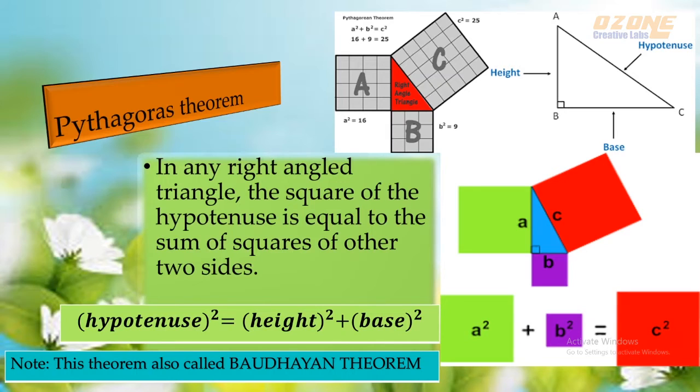Once again I'll give you some more explanation. Here in this graph sheet, three squares are given around a right angled triangle. Consider one of them as a 4 units square. Each side will be 4 units, so its area will be 4 into 4, 16. And for B, each side is 3 squares, so 3 units.